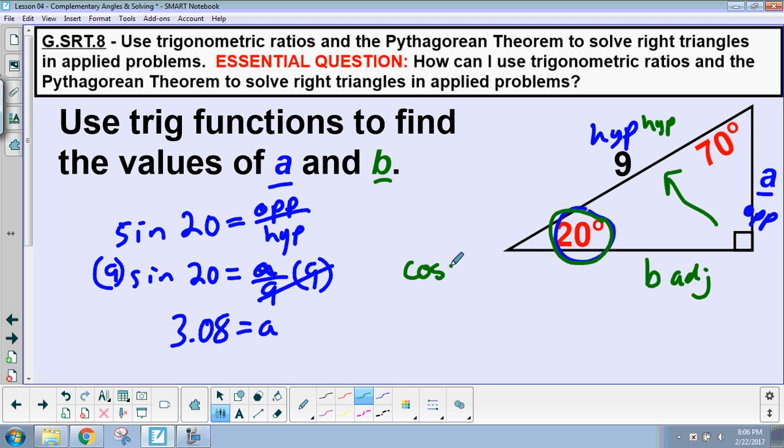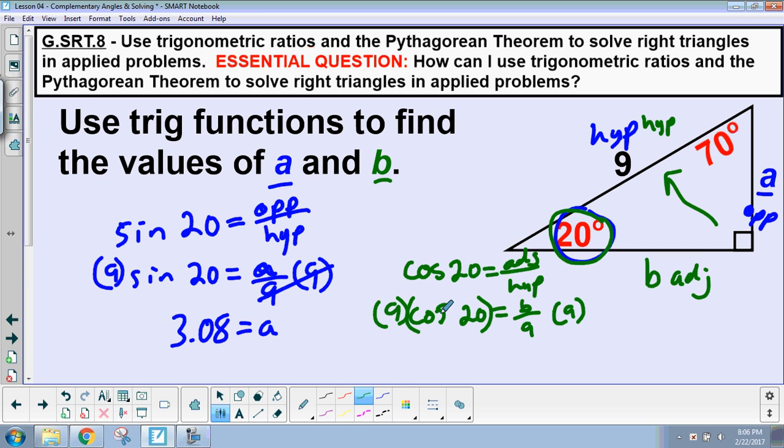Plug in what you know. Cosine 20. Adjacent is B over 9, times both sides by 9 to get rid of it from the denominator. And remember, treat this whole cosine 20 as a whole thing. 9's cancel. B should equal whatever 9 cosine 20 is. So let me plug that in. 9 times cosine 20. We get 8.457. That 7 is going to round that 5 up. So 8.46.